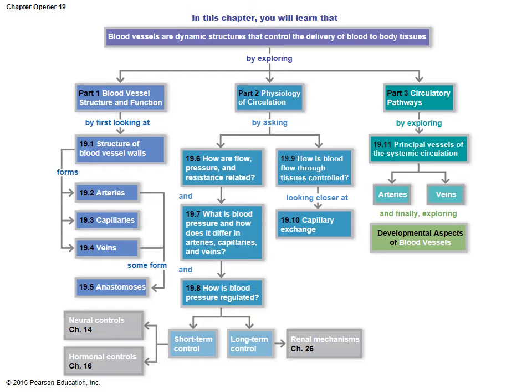In this first part of the lecture, Part 1, we are going to talk a lot about blood vessel structure and function, and we will talk a little bit about physiology of circulation. We will not be discussing the circulatory pathways in this PowerPoint presentation. Some of that was covered in lab. The rest we will cover in lab and lecture when we return.